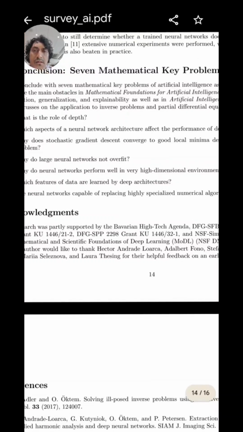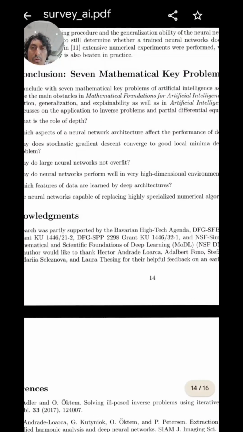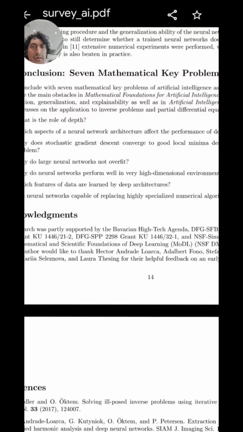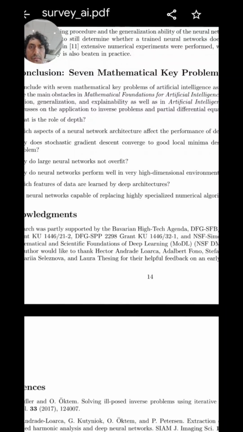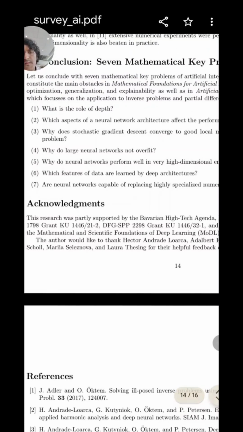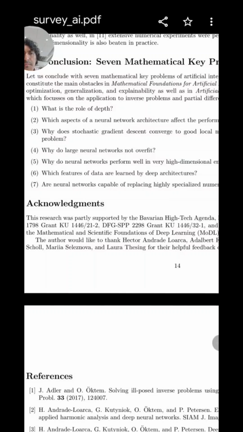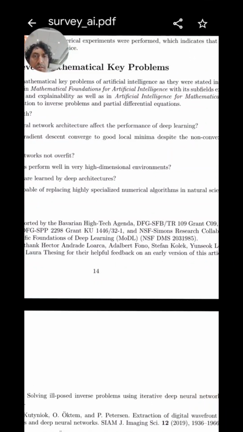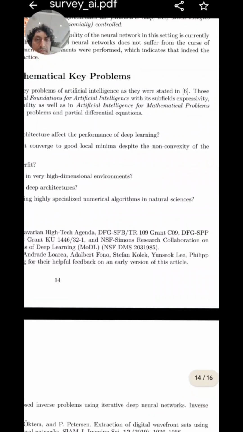Number 4, why do large neural networks not overfit? Number 5, why do neural networks perform well in very high dimensional environments? Number 6, which features of data are learned by deep architectures? Number 7, are neural networks capable of replacing highly specialized numerical algorithms in natural sciences?